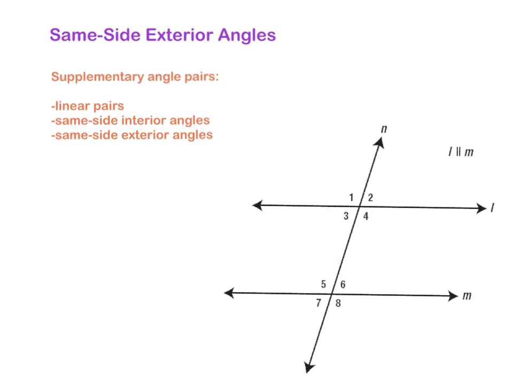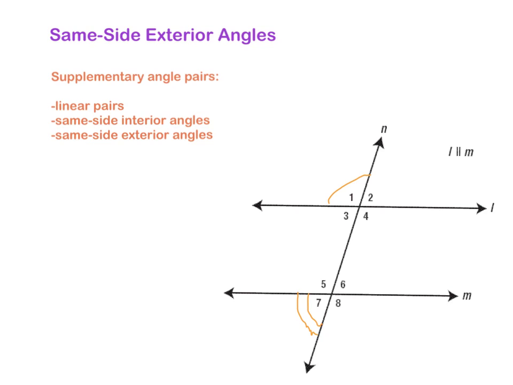Last but not least, we are talking about same side exterior angles. So again, a pair of angles that are on the same side of the transversal, which is N, but exterior to the parallel lines. So we said 1 and 2 and 7 and 8, these are exterior angles. So if we can look at that, let's start with angle 1. Angle 1 is going to be same side exterior to angle 7.